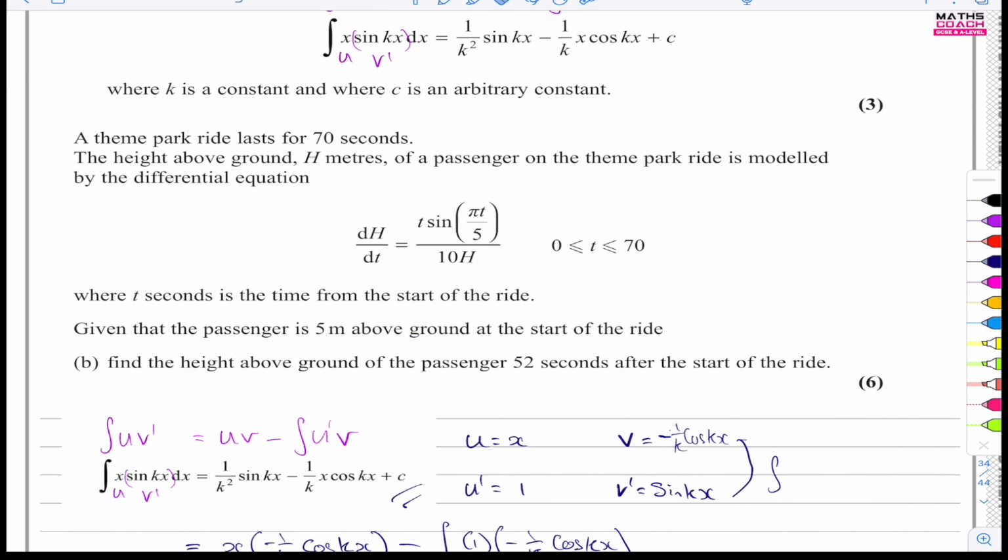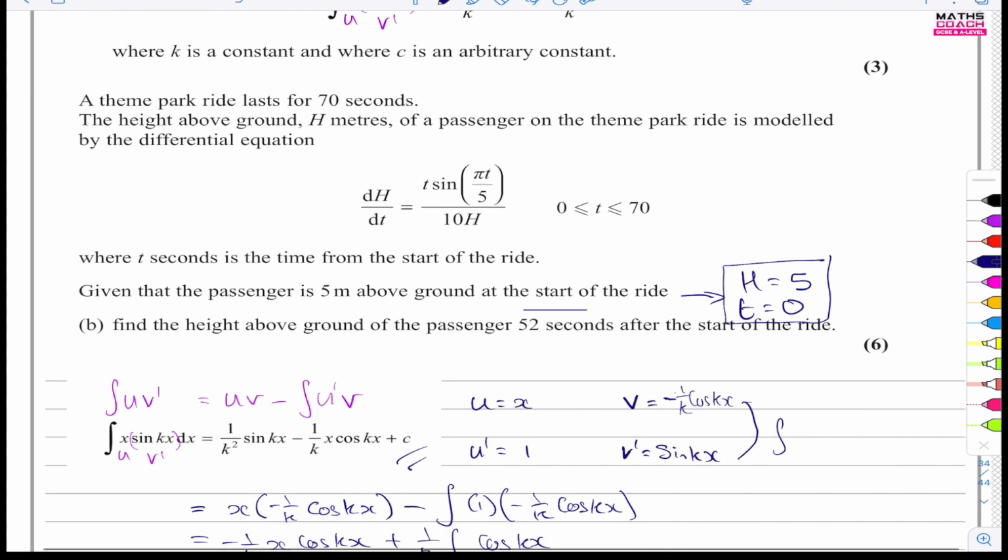When you get a sentence like this, what I always do is I just write down the pair of values that they give us here. So the passenger is 5 meters above the ground, means h is equal to 5 at the start of the ride, which means t equals 0. So when t is 0, h equals 5. Using this, we can actually work out any constant. So we can substitute that into an equation that we have unknowns with to work out any missing parts.